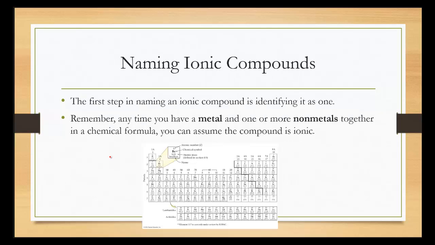So let's take a look at how to name ionic compounds. The first step in naming an ionic compound is identifying that you have one. Remember, anytime you have a metal and a nonmetal together, chances are you have an ionic compound. That means you'll have one from this side of the periodic table and one from this side. Notice this squiggly line that separates the metals and the nonmetals.